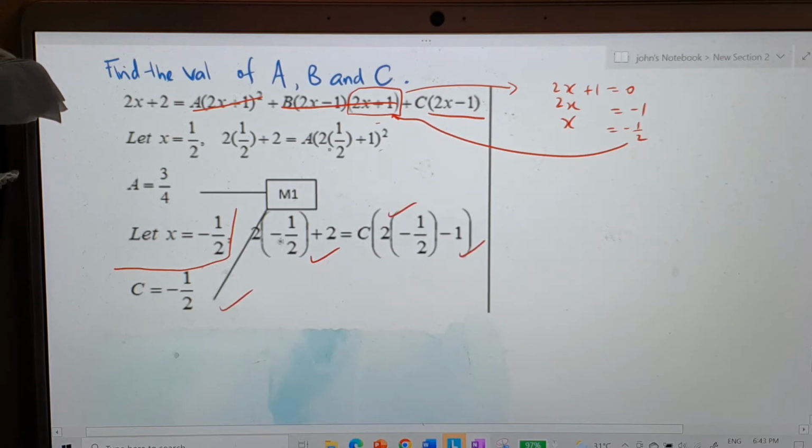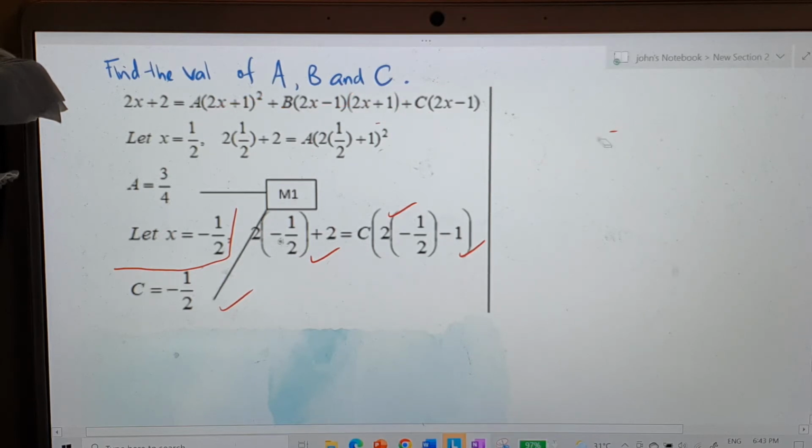Now after you have found A and C, how do you move on to find the last one? A and C you found already. So in this other case, you cannot make this 0 anymore. You have to substitute another number whereby this B is not 0. So what can I substitute in? A convenient number would be 0. After 0, then you still need to carry on, then you substitute 1. So it's always these few convenient numbers.